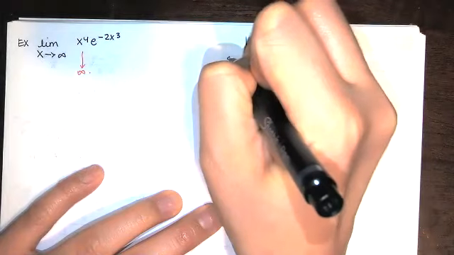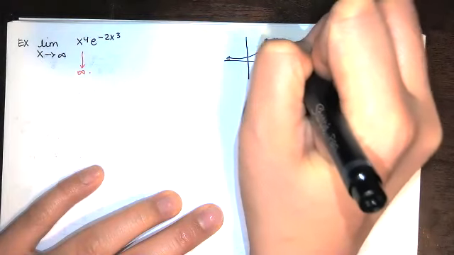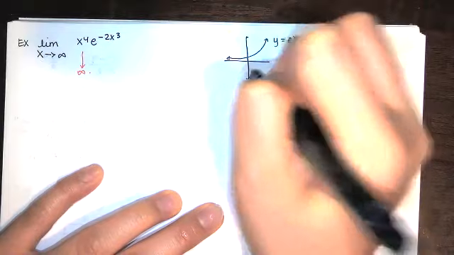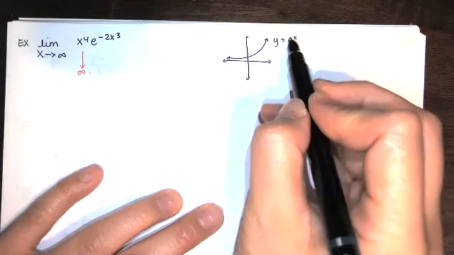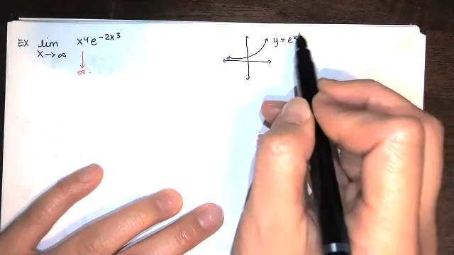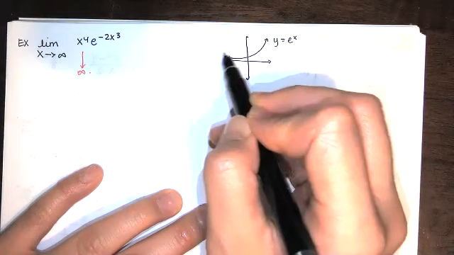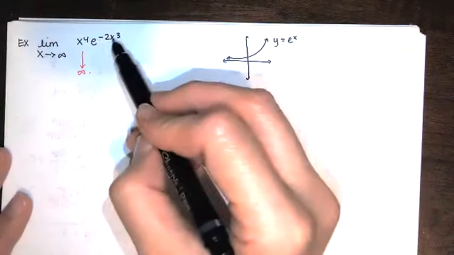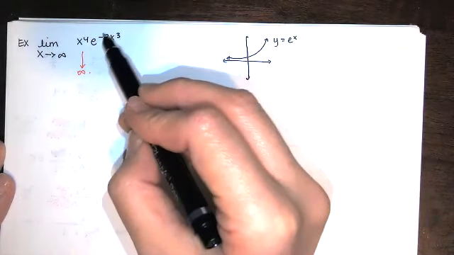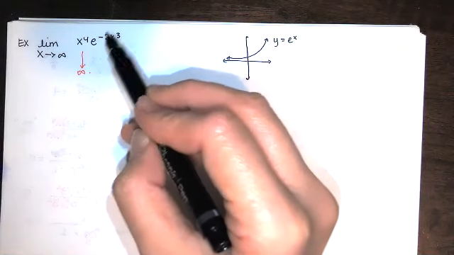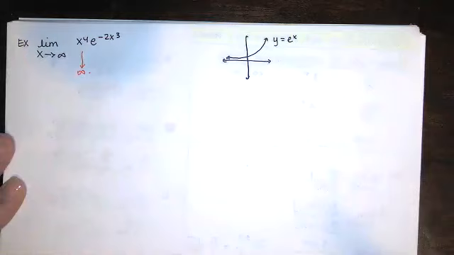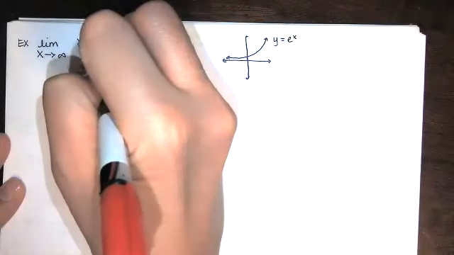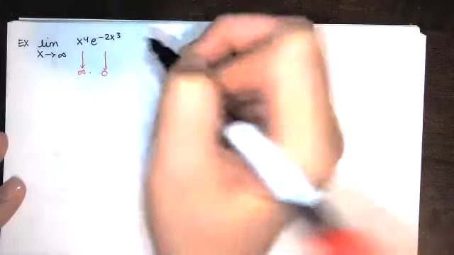Now if we look at just a cartoon graph of y equals e to the x, we see that as x goes to negative infinity, so as what's inside that exponent becomes a very large negative number, the y values approach 0. So that's exactly what we have here. I have e to a very large negative power, large in magnitude, but with a negative sign. So this function is approaching 0. So this is an infinity times 0 indeterminate form.